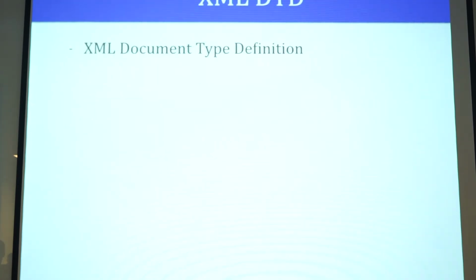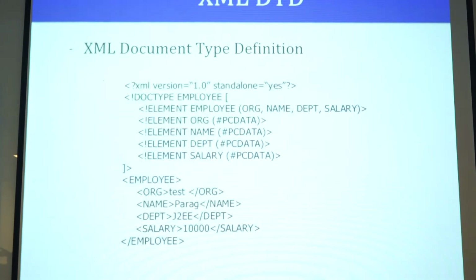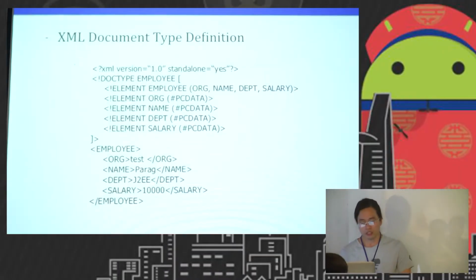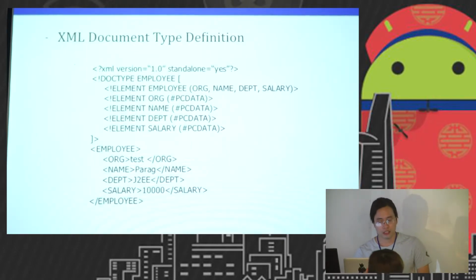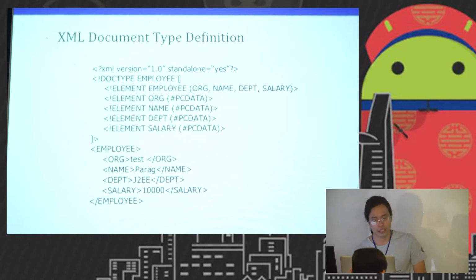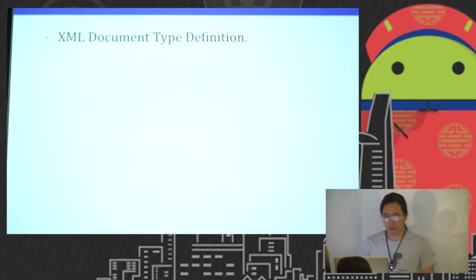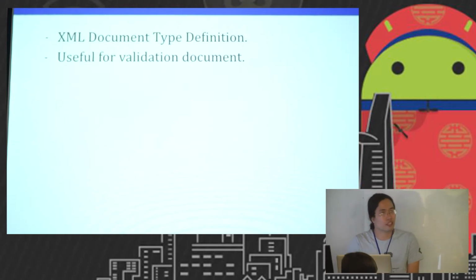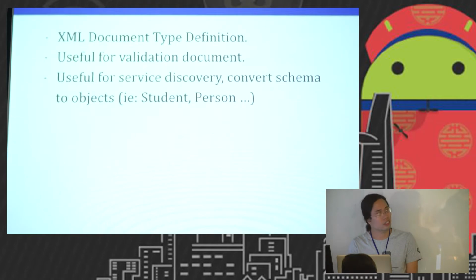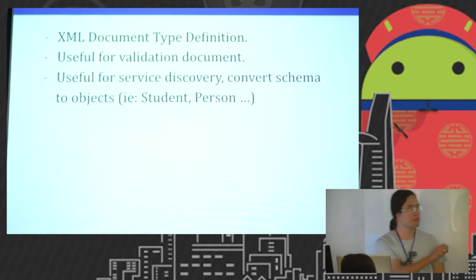Continuing, in XML they have a DTD. DTD stands for Document Type Definition. So this is a sample DTD. In here you will see that we define something like a model, so that's employee, and inside that model there are some attributes, and we define the data type. DTD is very useful for validation, for service discovery, and for converting the schema to objects.